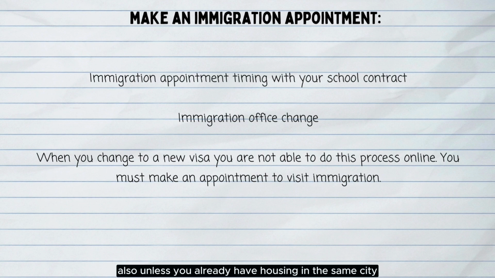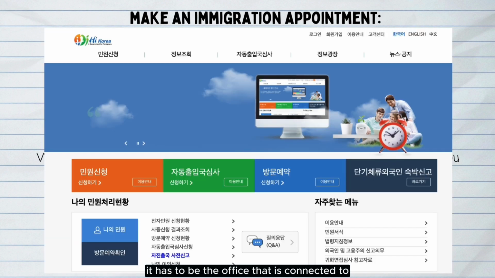Also, unless you already have housing in the same city as your language school, you will need to book your appointment in the city where your new address is going to be. You need to make this appointment very far in advance before the appointments fill up. So know the city and area that you're moving to so that you can make an appointment at the correct immigration office. You cannot go to any immigration office. It has to be the office that is connected to your address.